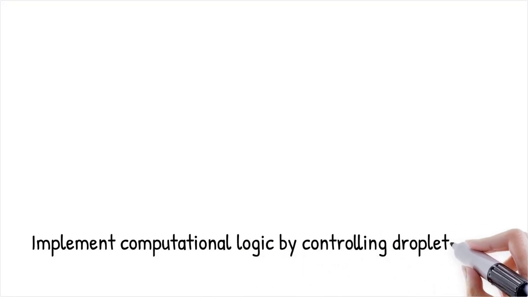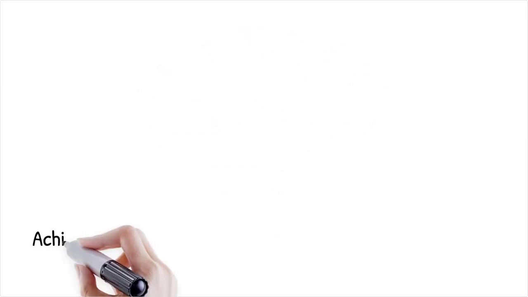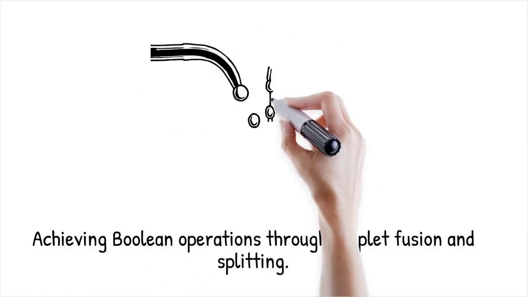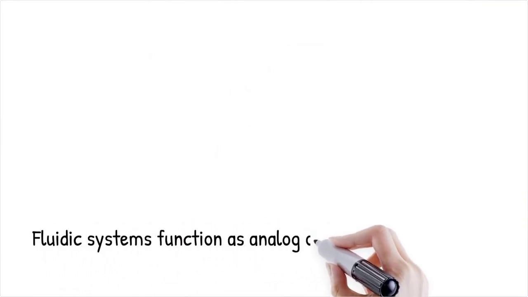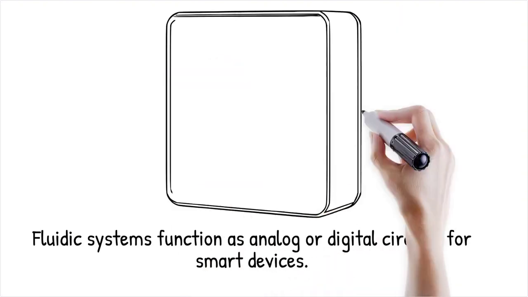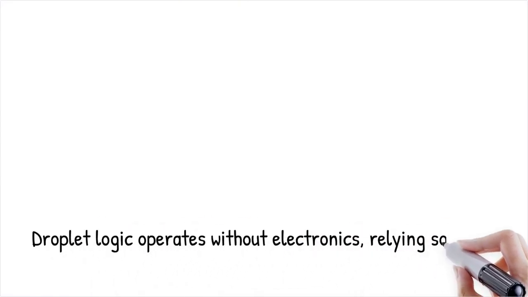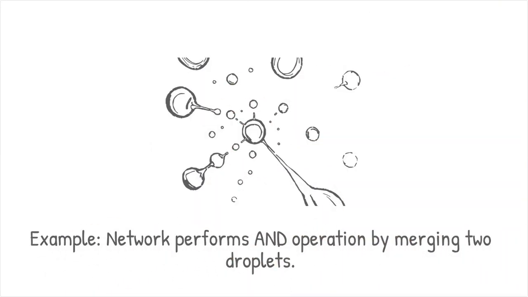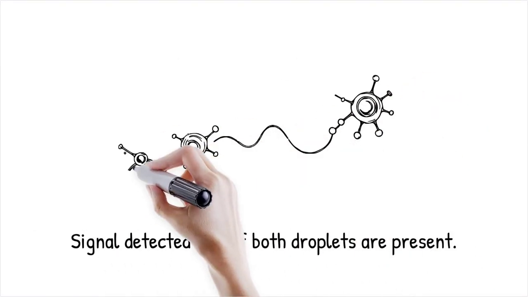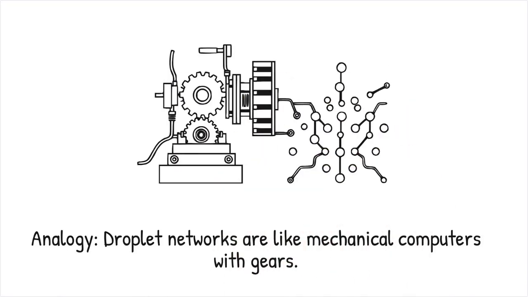Droplet networks can implement computational logic by controlling droplet flow, presence, or content. Boolean operations are achieved via fusion, blocking, or splitting at microchannel junctions. Fluidic systems thus act as analog or digital circuits, useful for autonomous decision-making in diagnostics or smart devices. Droplet logic can operate without electronics, using only fluid dynamics. A network performs an AND operation by merging two droplets and detecting a signal only if both are present. Like mechanical computers using gears and levers, droplet networks compute with fluid.